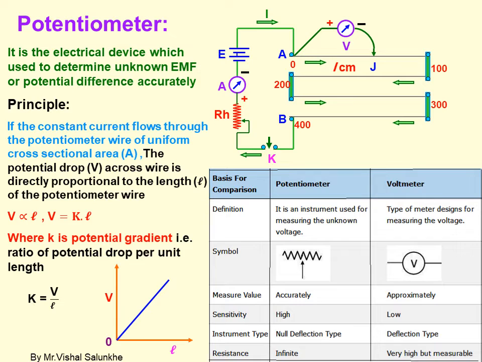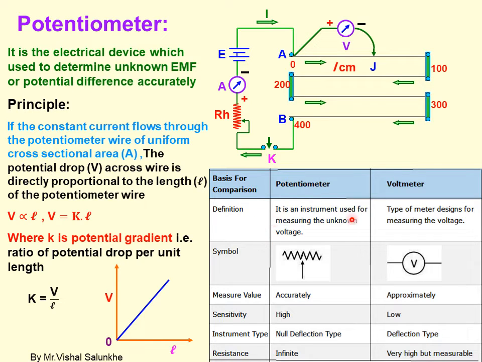Now many of the students may think, sir, what is the difference between voltmeter and potentiometer? Because as per the definition of potentiometer, we have seen it is the electrical device which is used to determine unknown EMF or potential difference accurately, isn't it? Then what is the difference between potentiometer and voltmeter? So here I have deliberately added this chart.